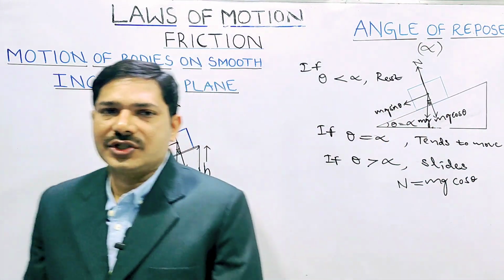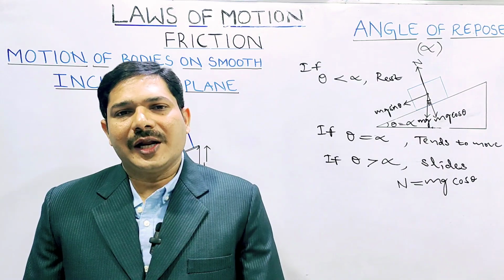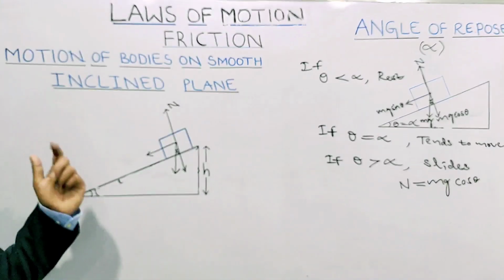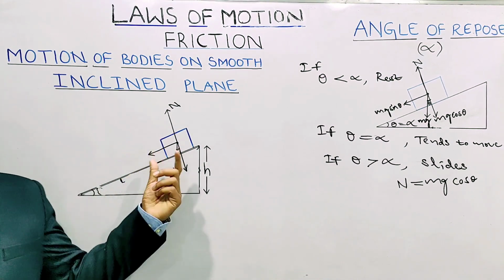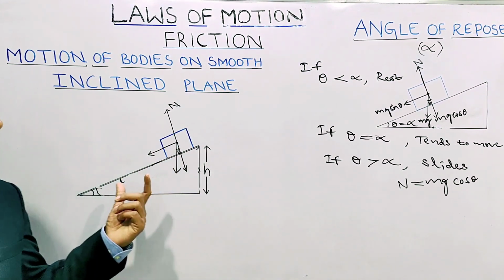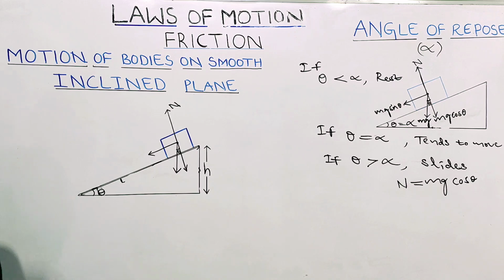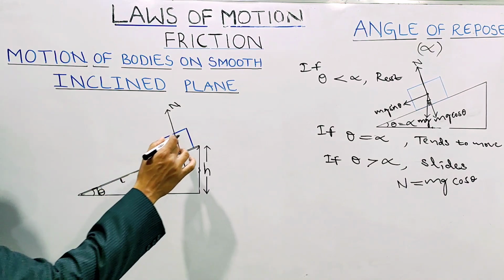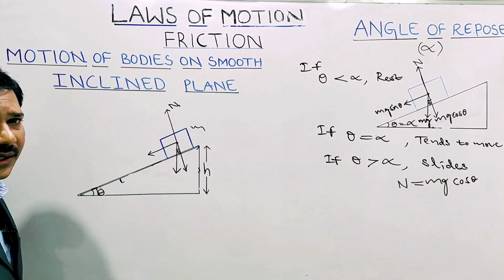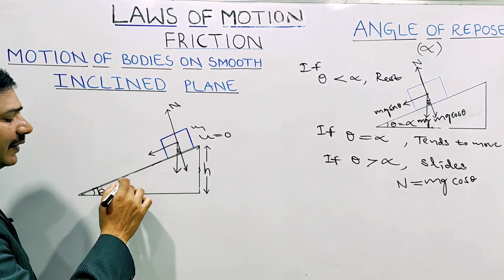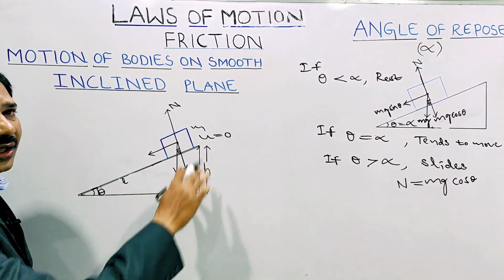Now we'll start. Smooth inclined plane, motion of the bodies on a smooth inclined plane. You can observe here, when the body is at rest, the angle of inclination is, say, theta. The body is of mass m, initially at rest. The length of the inclined plane is l, and the height of the plane is h.